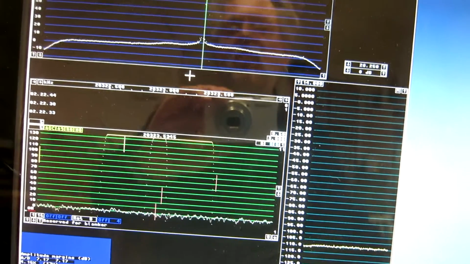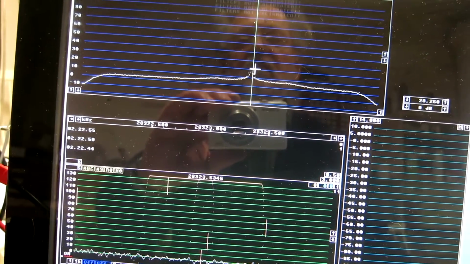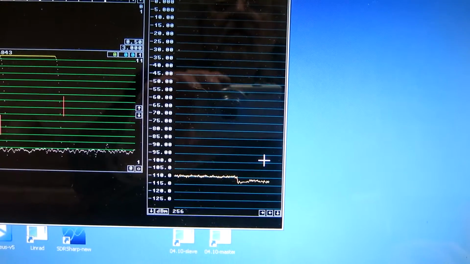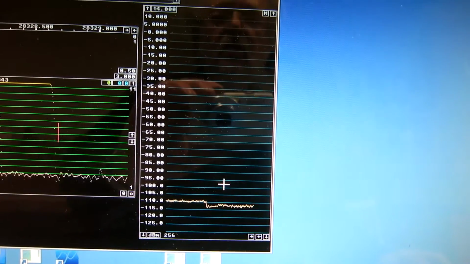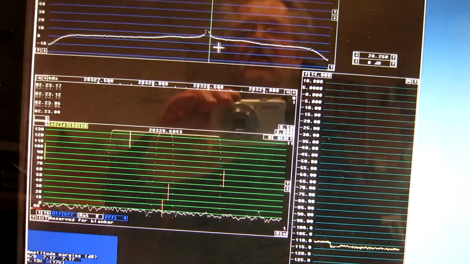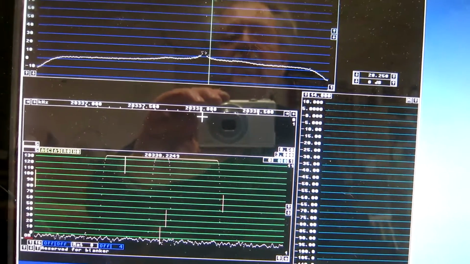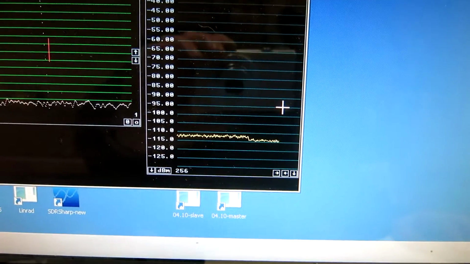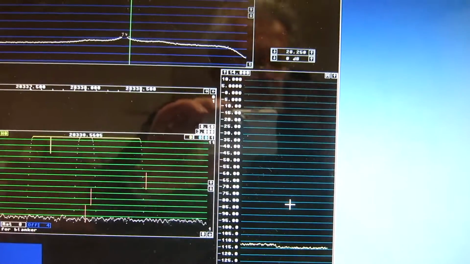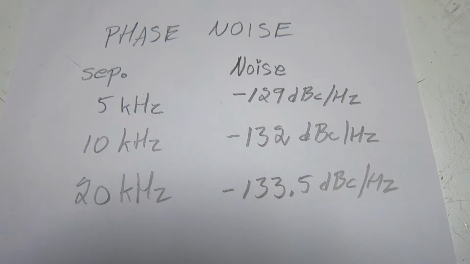And if I go to a separation of 10 kHz, that means, what would it be? 28. Something like here. I see a level of minus 112, 13. And I had minus 102 with the Anglian. And 20 kHz away, 338. That's here. And the level is minus 115 compared to minus 103 with the Anglian. So the results were correct. And so here is a summary of the results from this video.